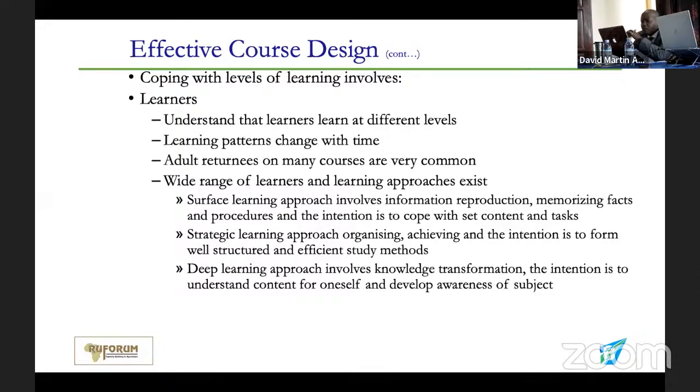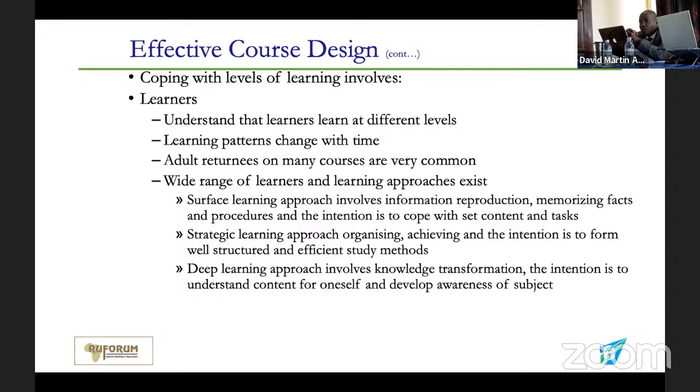Then there is another approach called deep learning approach. This is an approach that involves knowledge transformation. The intention is to understand content for oneself and develop awareness of the subject. You get the student and throw them into the blue ocean. Deep, you simply give them something and tell them, can you go and try to dig information around this and come and present to us?